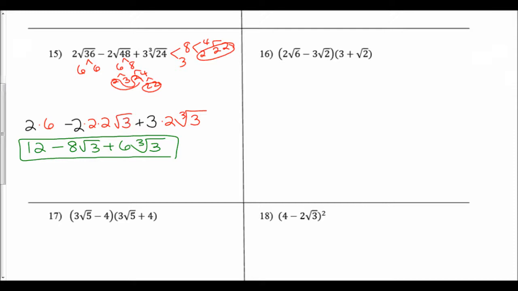In number 16, I have 2 square root of 6 minus 3 square root of 2 times 3 plus the square root of 2. In this expression, I want to FOIL or do boxes. I can treat it just like a polynomial. Two square root of 6 minus 3 square root of 2.